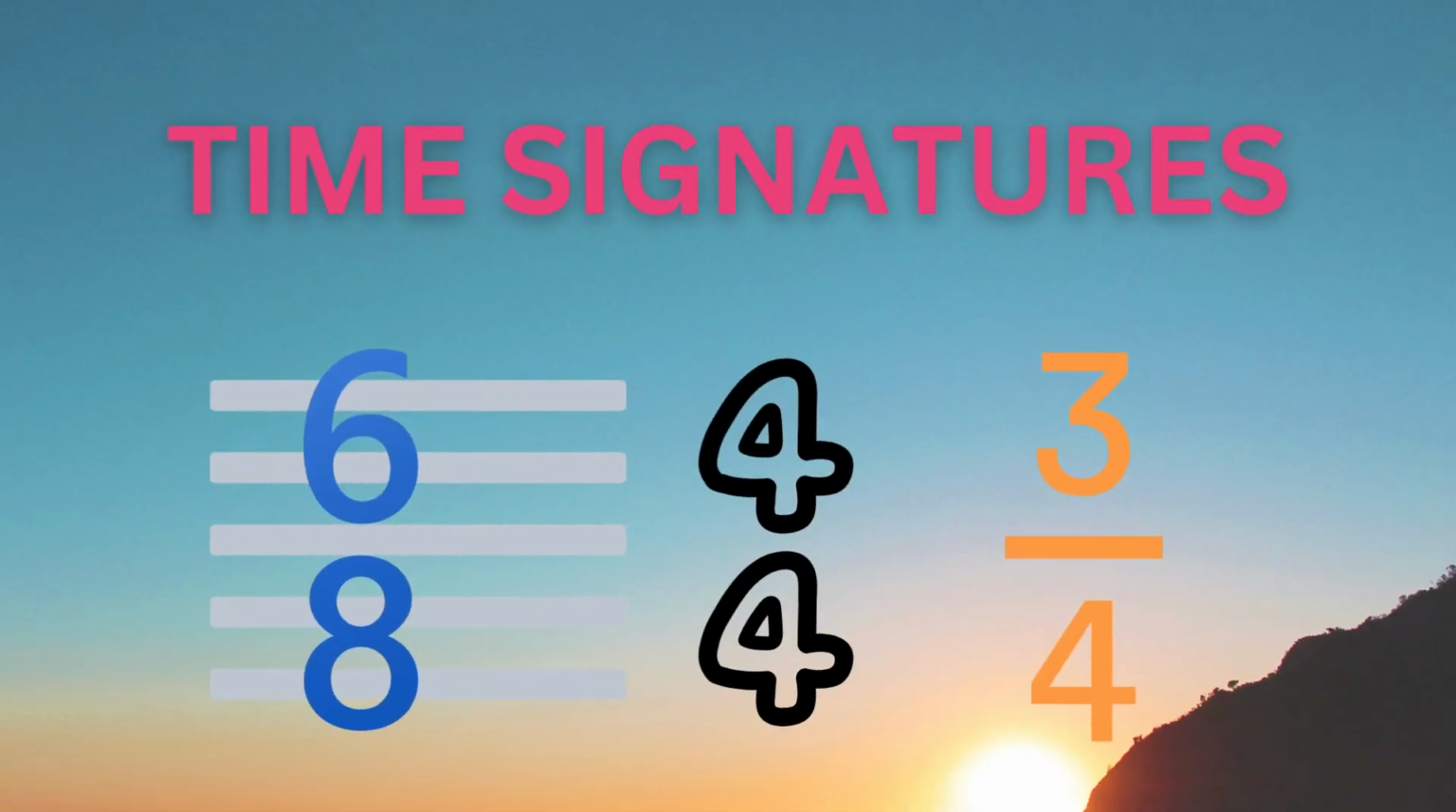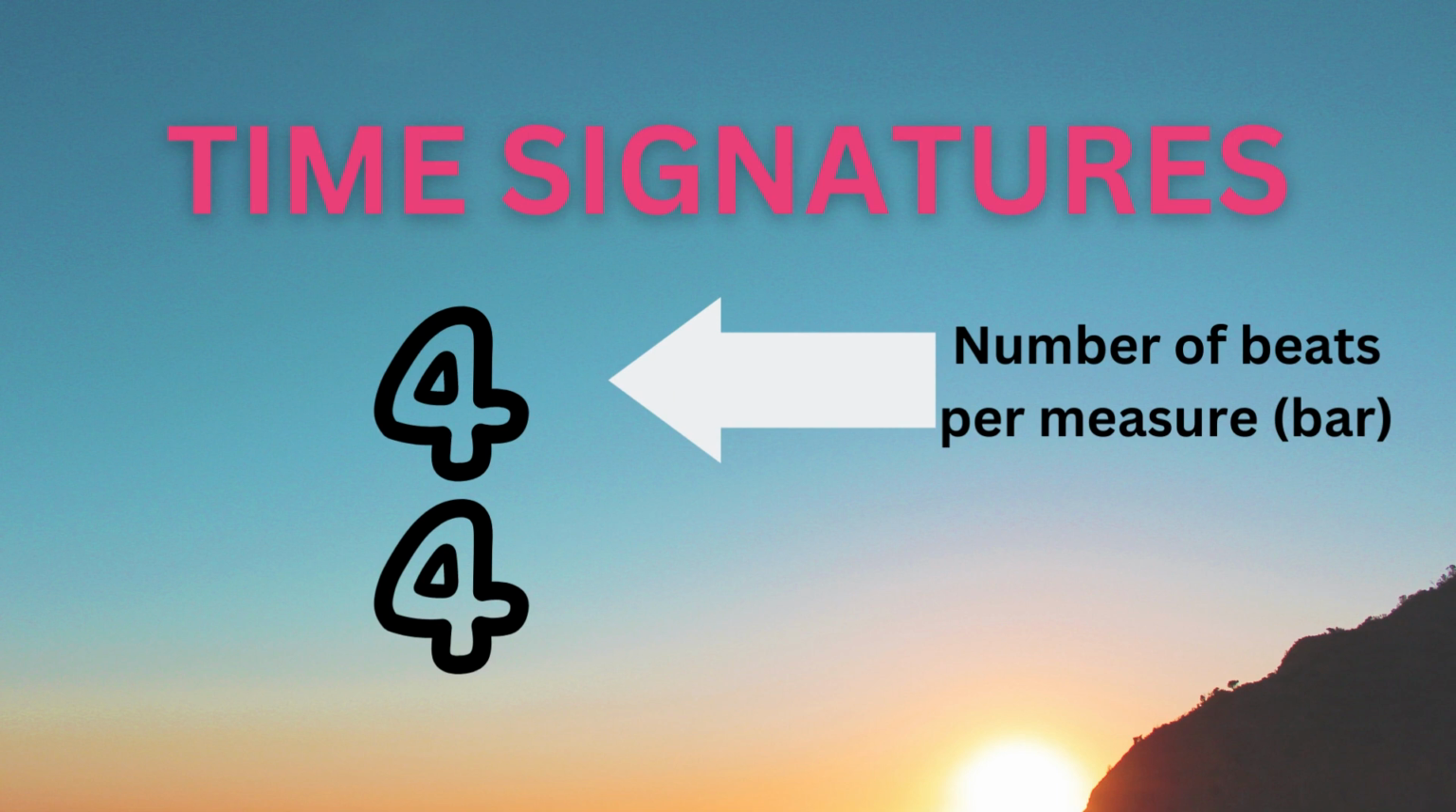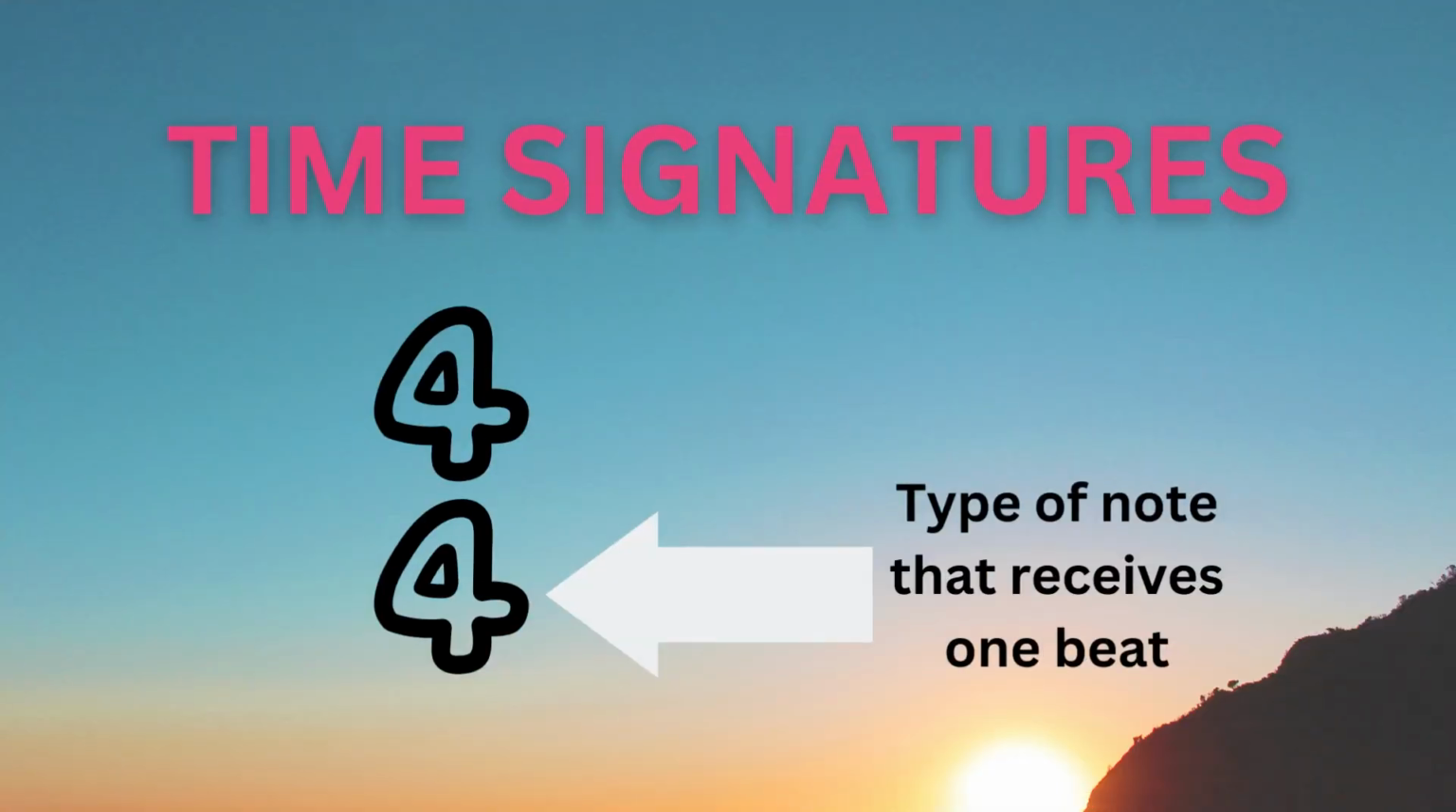Introduction to time signatures. Time signatures indicate the organization of beats in a piece of music. The top number of a time signature represents the number of beats per measure. The bottom number represents the type of note that receives 1 beat.